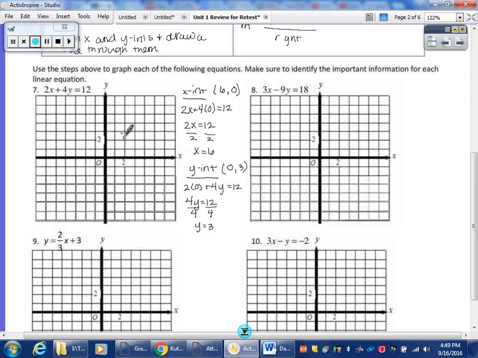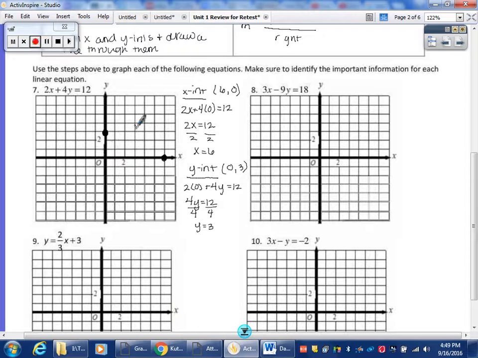So my x-intercept is (6, 0). So 1, 2, 3, 4, 5, 6. It's right here. And my y-intercept is (0, 3). It's right here. All right, guys.